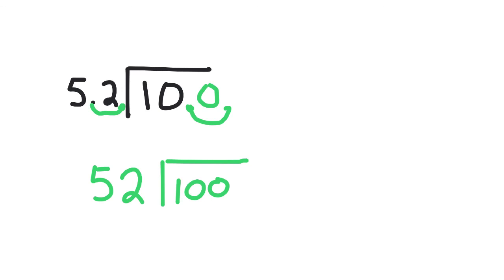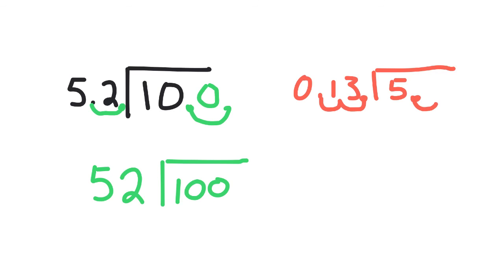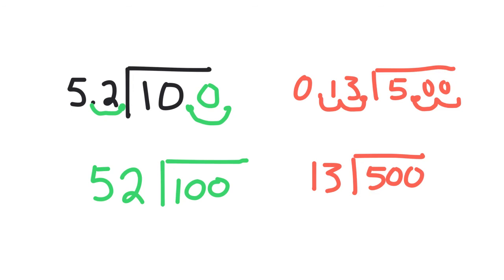Another quick example that might be interesting is if I do 13 hundredths as my divisor and just 5 as my dividend. Here I would need to move it twice on the outside. So on the inside, I also need to move it 2 times and add my zeros. So that would become 13 as my divisor and 500 as my dividend.